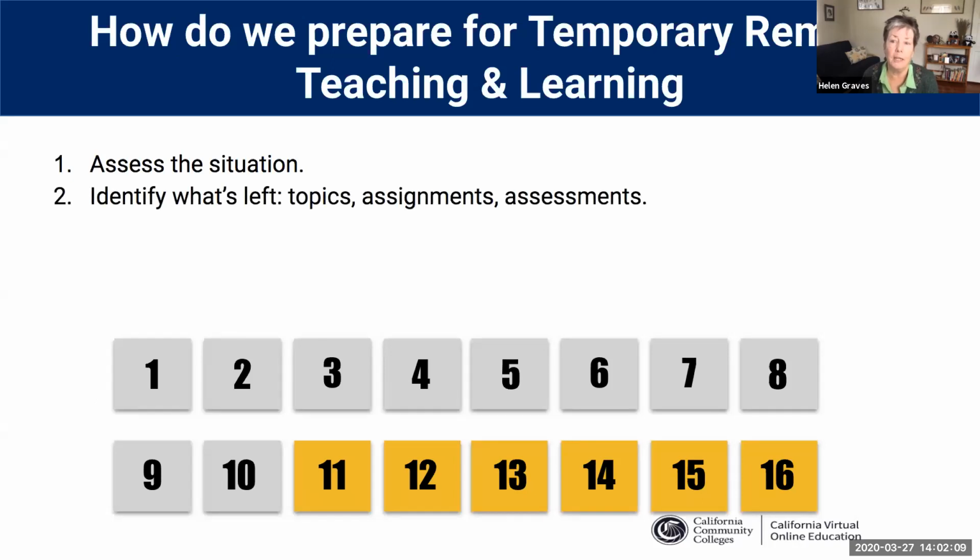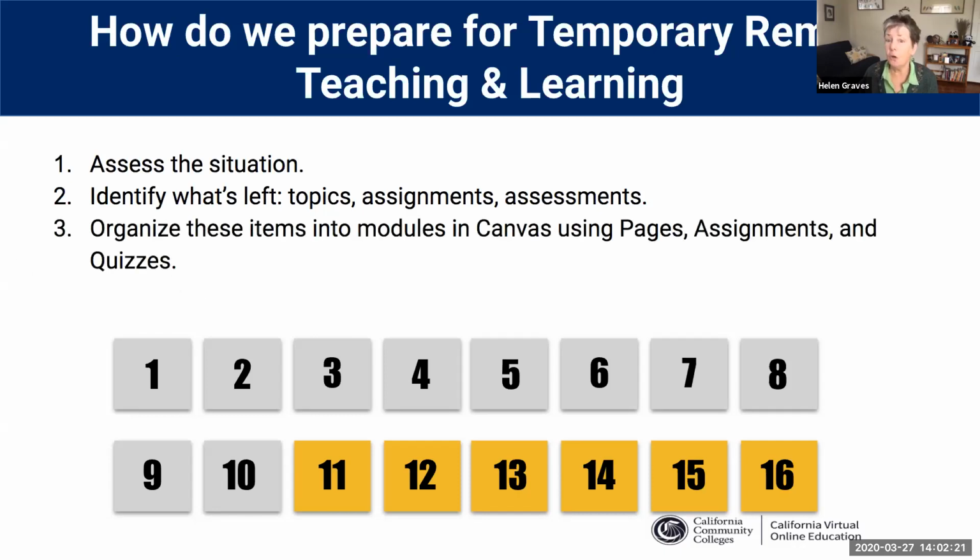Second thing you're going to want to do is identify what's remaining in the course. What are the topics, the assignments, the assessments that students still need to complete for the term? And then you're going to move on to step 3, which is where you'll create modules in Canvas and organize your content using pages and assignments and maybe quizzes and discussions, depending on what you're doing. The thing to remember is that at least for now, you are not trying to create a fully fledged online course. Your focus is on what needs to happen for temporary remote teaching and learning to occur so that you and your students are going to be able to finish out this term successfully.